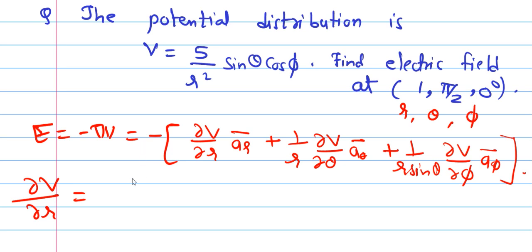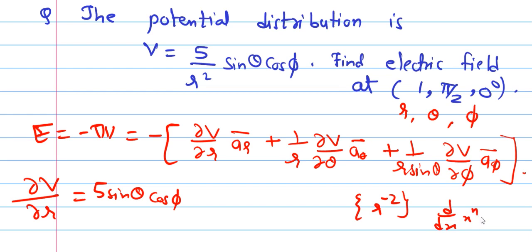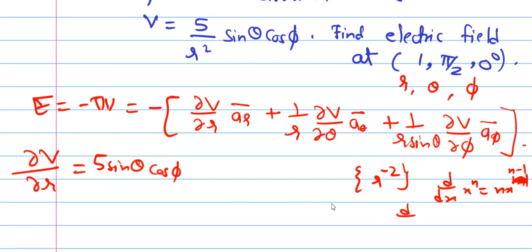So 5 sin theta cos phi is a constant. Now what is the derivative of 1 by r square? So 1 by r square can be written as r raised to minus 2. The derivative of x raised to n is n x raised to n minus 1. So here n value is minus 2. So the derivative of r raised to minus 2 will be minus 2 r raised to power minus 2 minus 1, that means minus 3. So substitute this derivative here. It comes out as minus 2 r raised to minus 3. So this is ∂V/∂r.